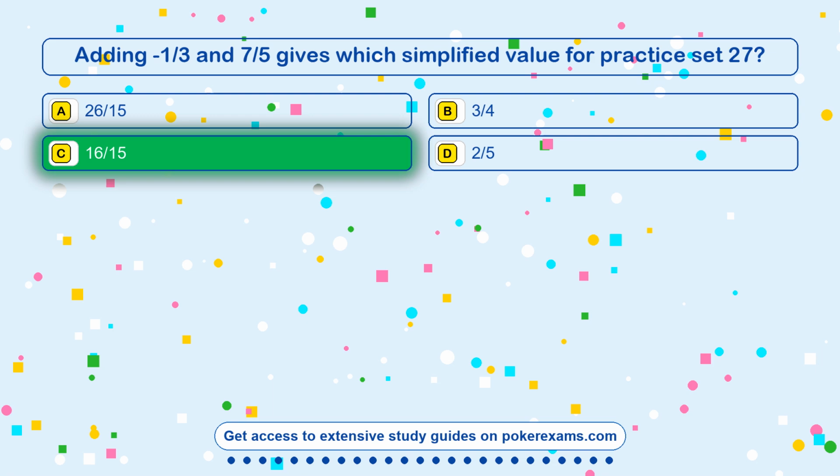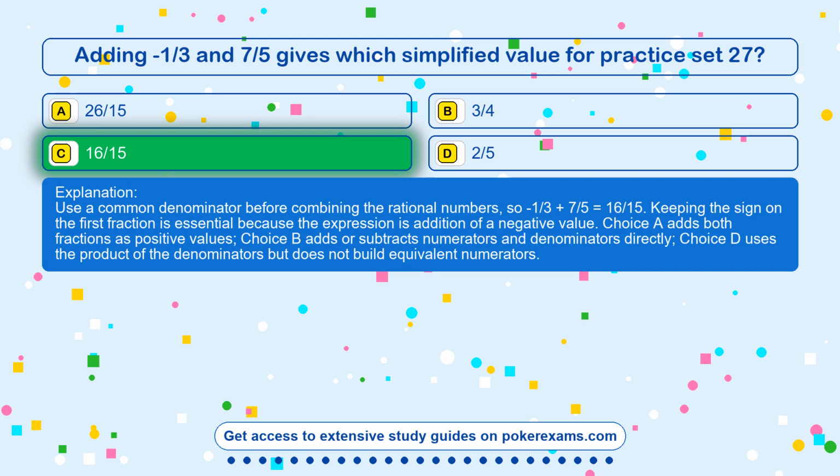The correct answer is option C, 16/15. Use a common denominator before combining the rational numbers, so -1/3 plus 7/5 equals 16/15. Keeping the sign on the first fraction is essential because the expression is addition of a negative value. Choice A adds both fractions as positive values, choice B adds or subtracts numerators and denominators directly, choice D uses the product of the denominators but does not build equivalent numerators.